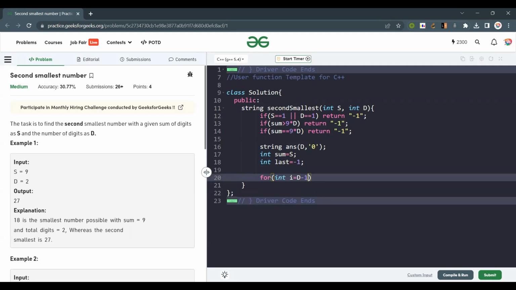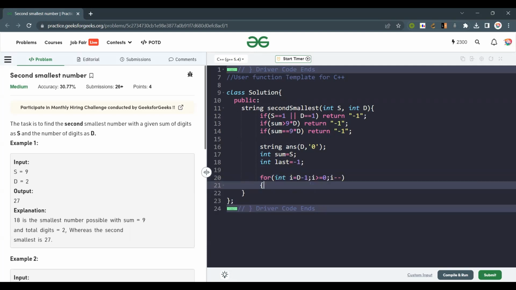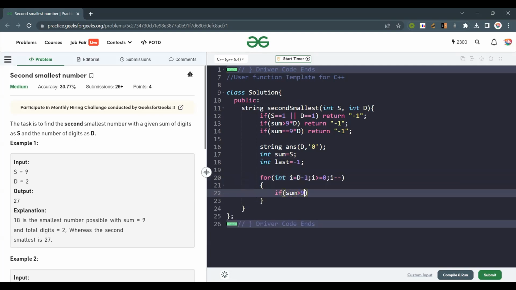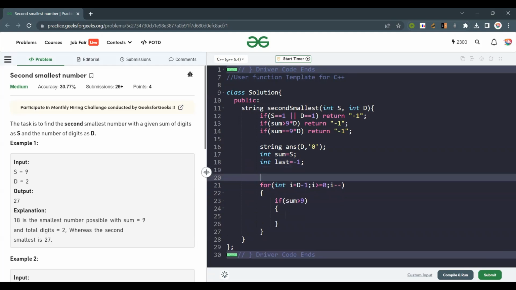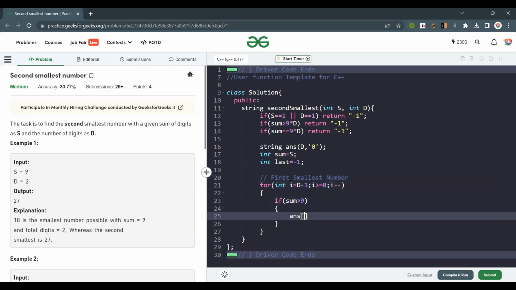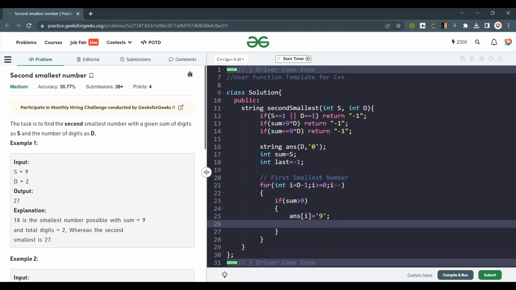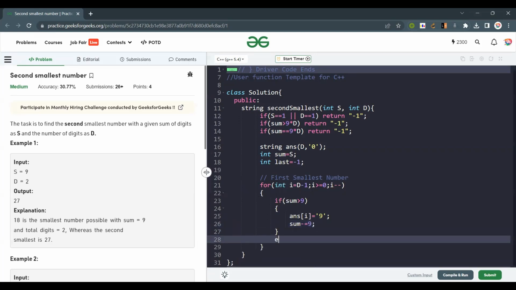Okay. Now what will we do? We will traverse from the back and check if sum is greater than 9. That means I can add 9 here. I want to add as many 9s as possible. This is the process of finding the first smallest number. If sum is greater than 9, we will make answer[i] equal to 9, starting from the back, 9 9 9 9. Then sum minus equals 9, because we have to decrement it.